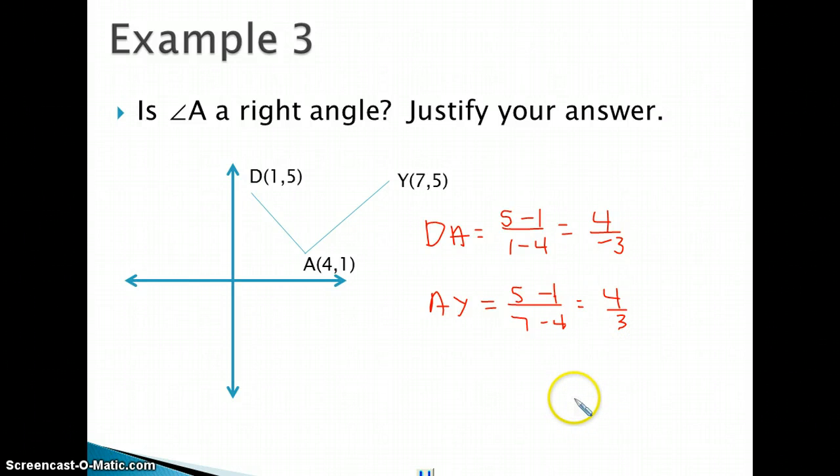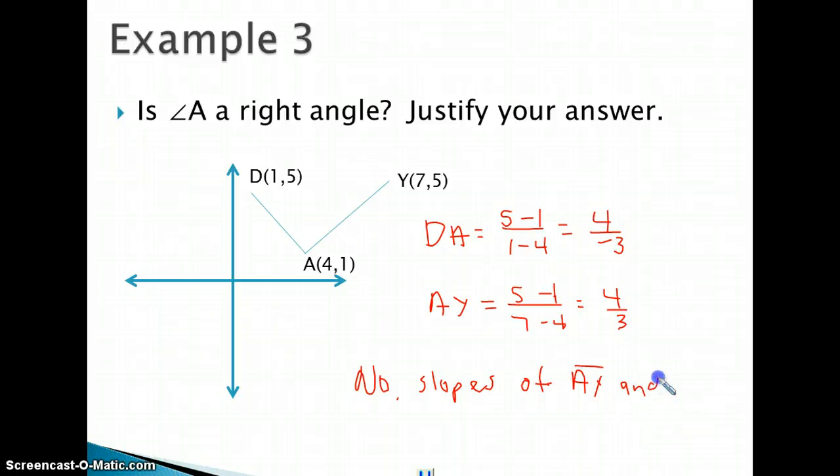+4 over 3. So if I look at my two slopes, they're very similar. They're opposites, but they are not reciprocals. I would have to take -4/3 and eventually get 3/4 to be an opposite reciprocal. So my answer is no, because the slopes of AY and AD are not opposite reciprocals.